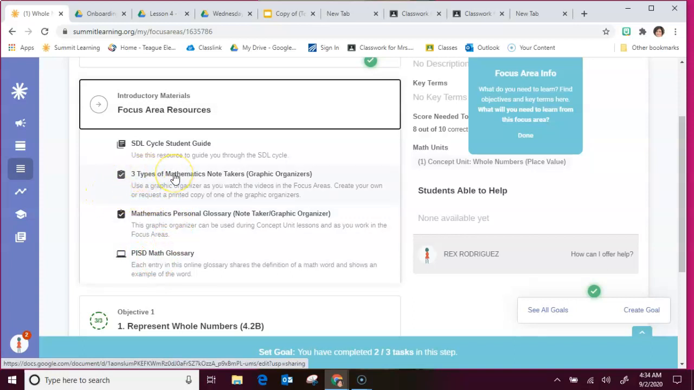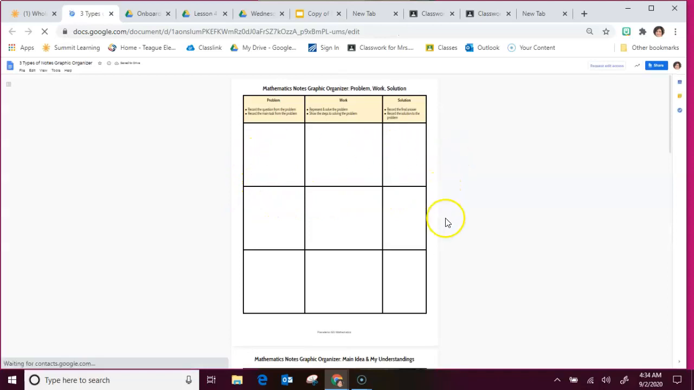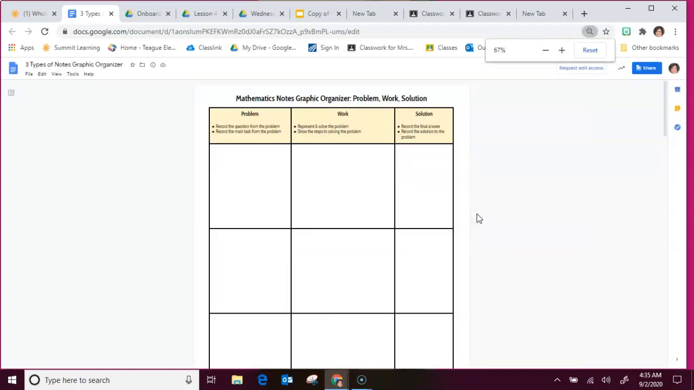So looking at the different types, we looked at them yesterday. So this is a 3 column, and it's a problem, work, solution, because what you're going to do is you're going to record the problem, record the question from the problem, and record the main task from the problem. What's the main thing the problem's asking you to do?